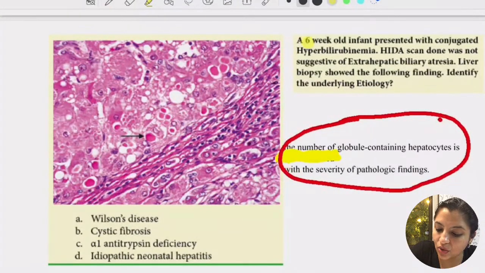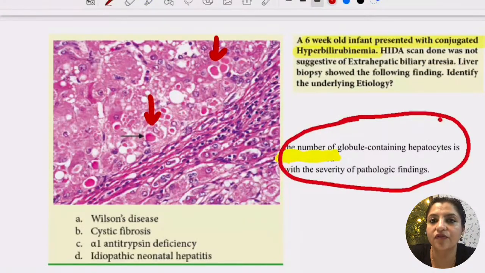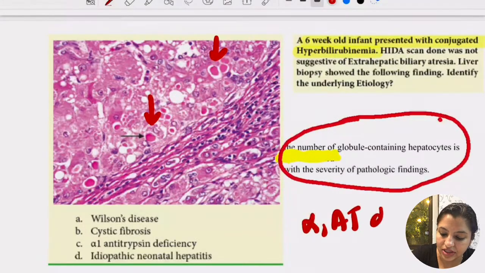This is a 6-week-old infant presenting with conjugated hyperbilirubinemia, and the HIDA scan was not suggestive of EHBA. Liver biopsy shows you this. So guys, whenever you see in a child a lot of hyaline globules on the liver biopsy, this is very, very suggestive of alpha-1 antitrypsin deficiency.